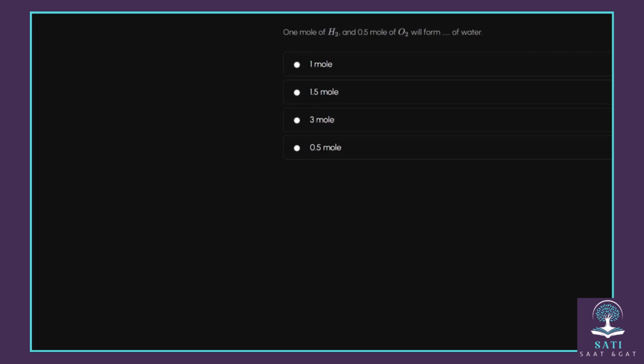1 mole of H2 and 0.5 mole of O2 will form what? So look here now. On the periodic table, we'll see that hydrogen is written as 1. That is written as the molar mass of the hydrogen atom.